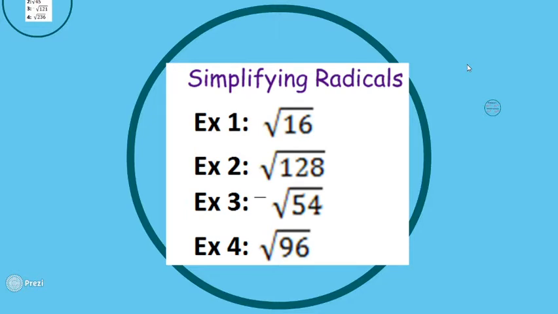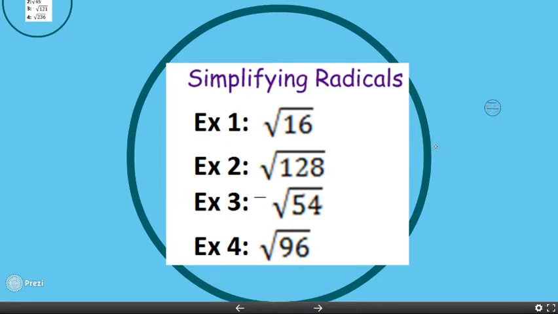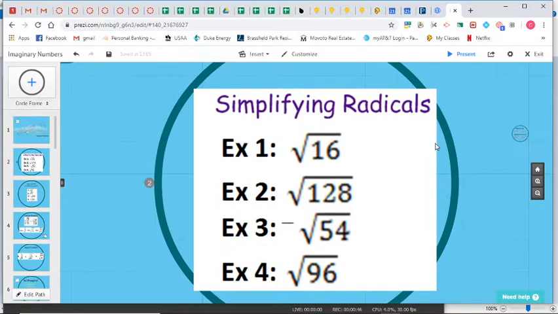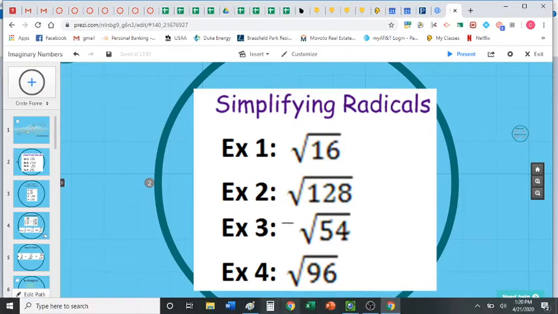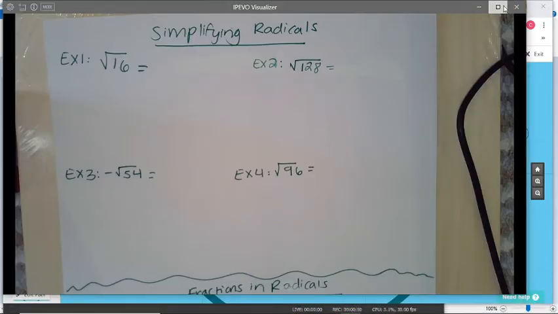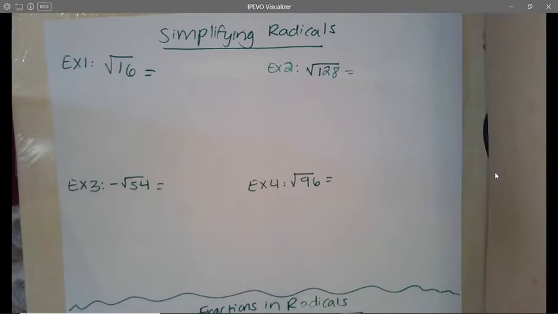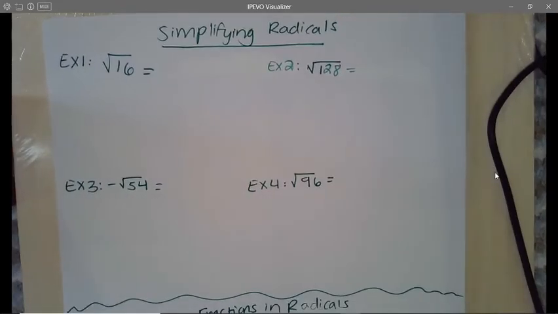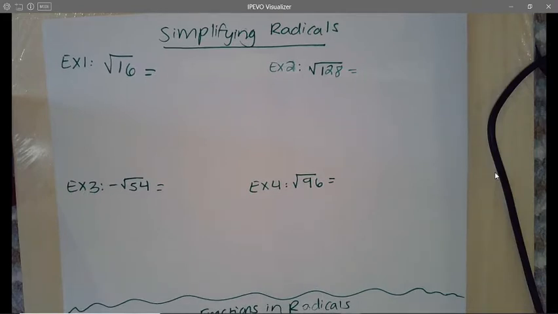So if you do not understand how to simplify a radical, then we need to make sure we understand that first. Some of this should be a review because we have technically gone over how to simplify a radical. But if you don't remember, it's okay because I'm going to show you how to do it again. Okay, so let's get started on example 1.